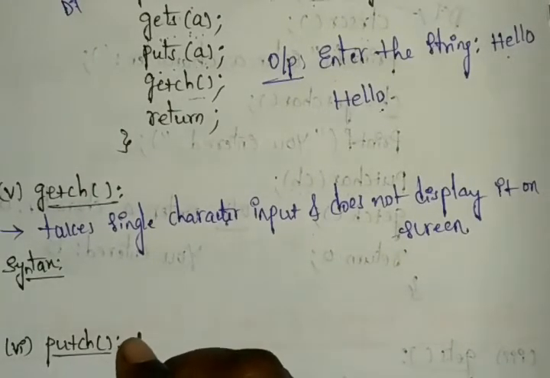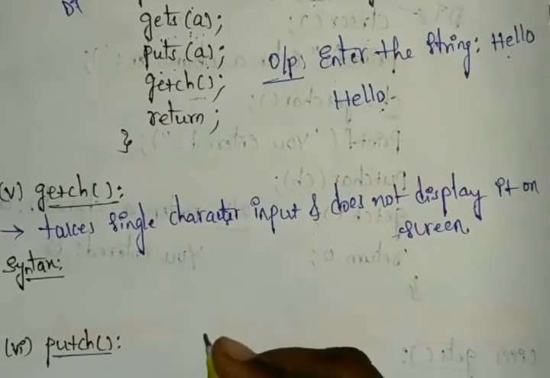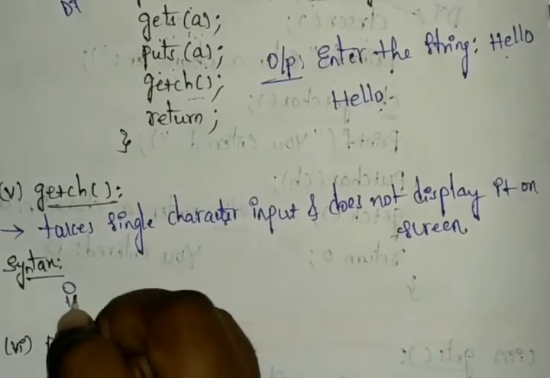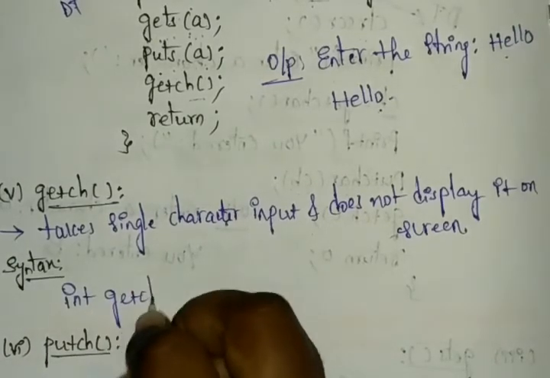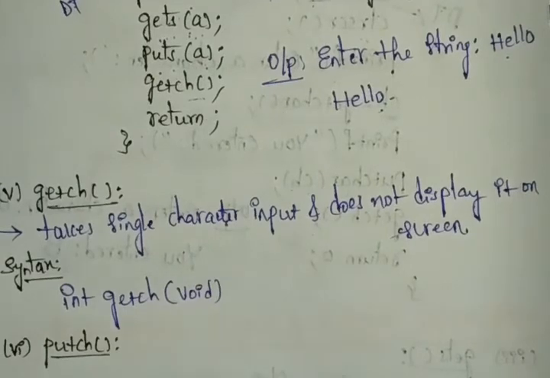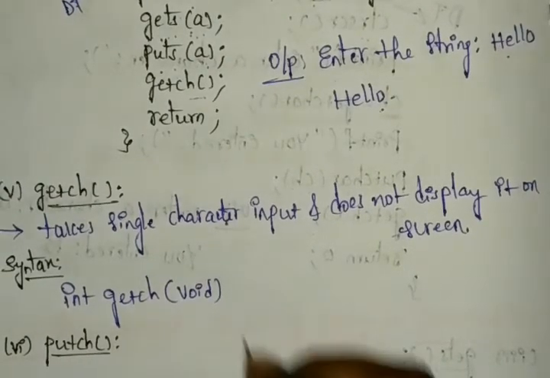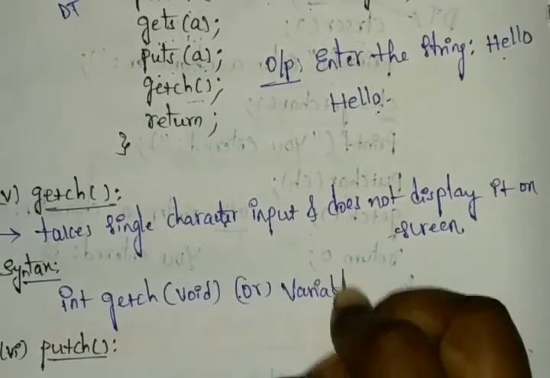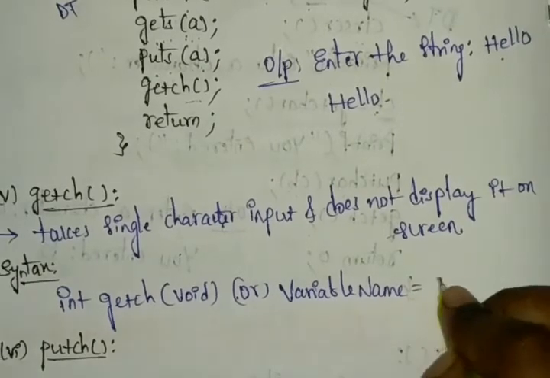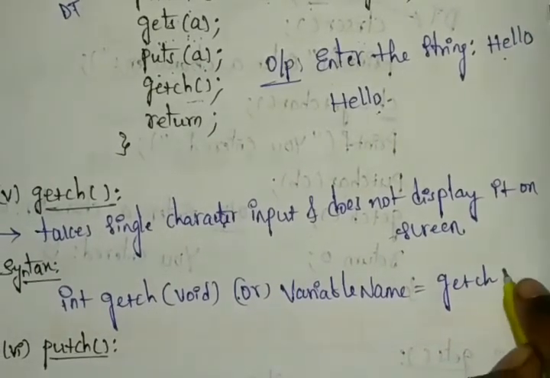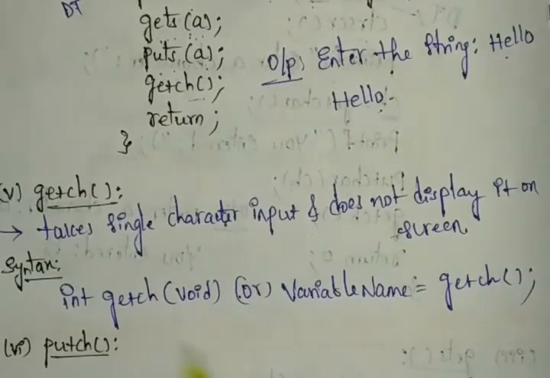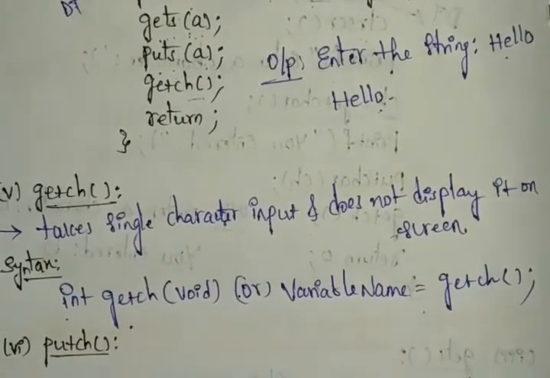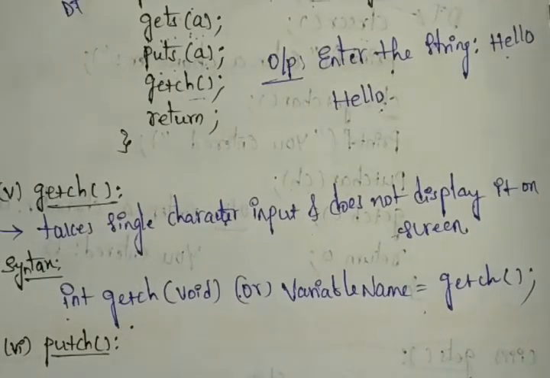And we have a syntax for this, you can see. We can write two types of syntaxes for this. int getch(void), or else directly we can write it in the form of a variable name equal to getch. Either way you can write it. In these two ways we can define our getch. It is not displaying any information, but the user can enter.